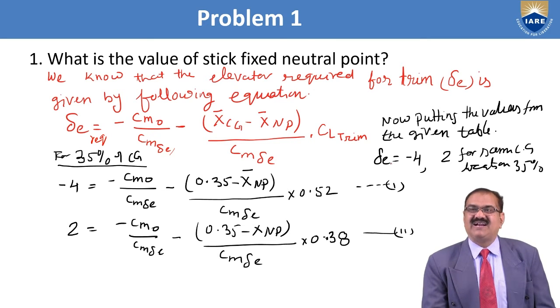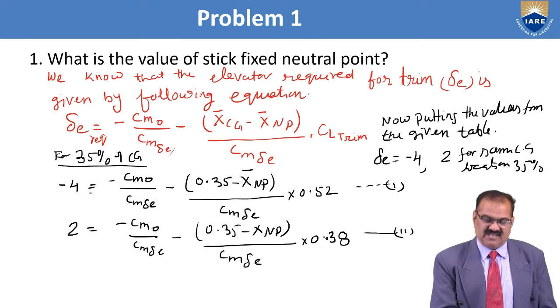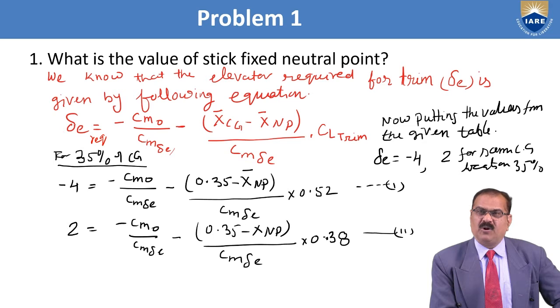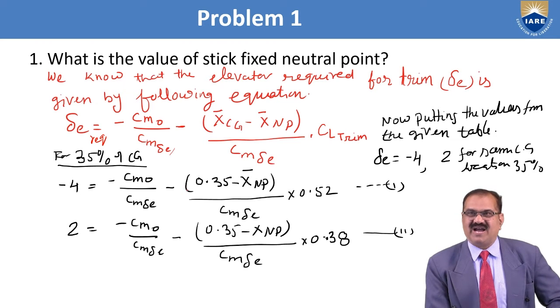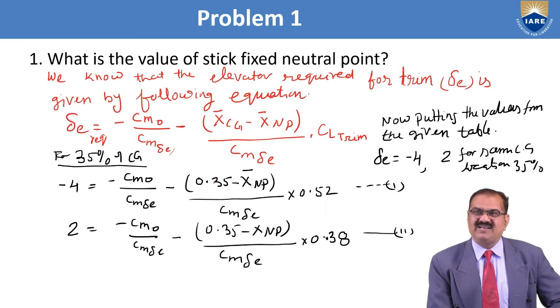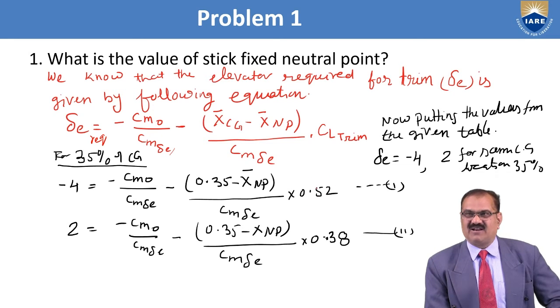In the given table, delta E equal to minus 4 means upward, and 2 is for downward. So here you can see the first equation. If you put these values in this equation, minus 4 is equal to Cm naught by Cm delta E minus, with XCG given as 35%, so 0.35 minus XNP divided by Cm delta E, into 0.52. This CL is given in the table.